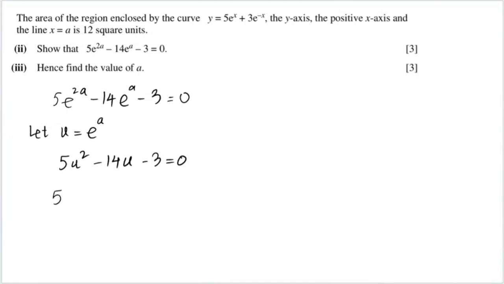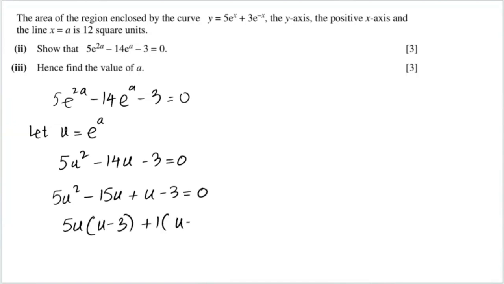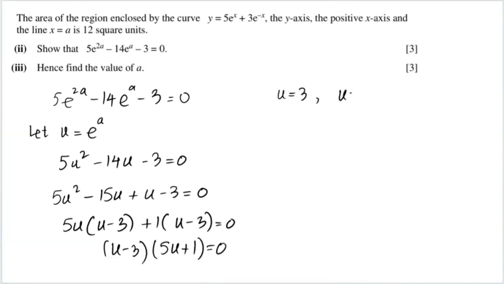So I can middle term break this equation, and you know what to do: 5u(u minus 3) plus 1(u minus 3). And this will be (u minus 3)(5u plus 1) equals 0. So I'm getting two answers for u. One is a positive 3, the other is a negative 1 over 5. So switch back, since u was just a dummy variable we supposed to solve this equation. So e^a is going to be 3, and e^a is going to be a negative 1 over 5.